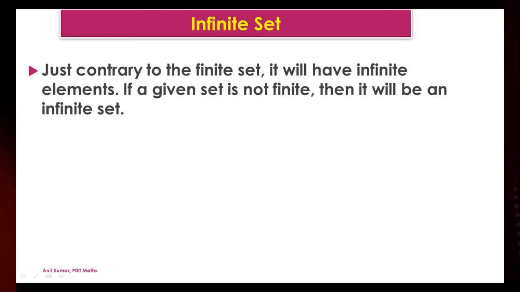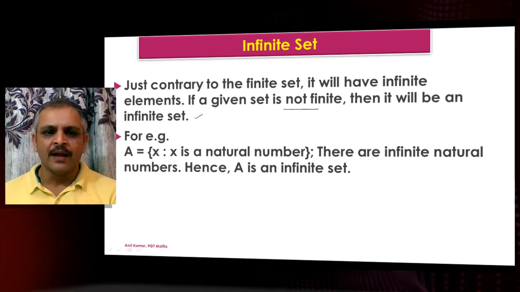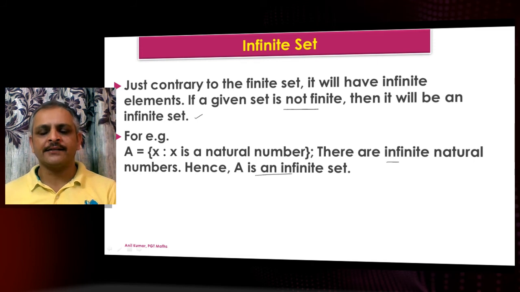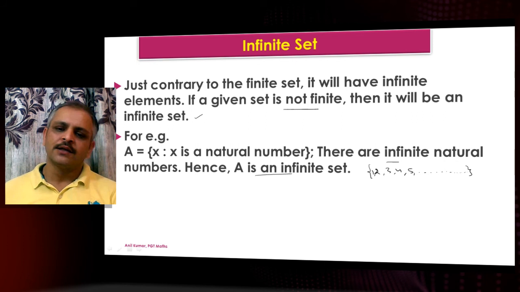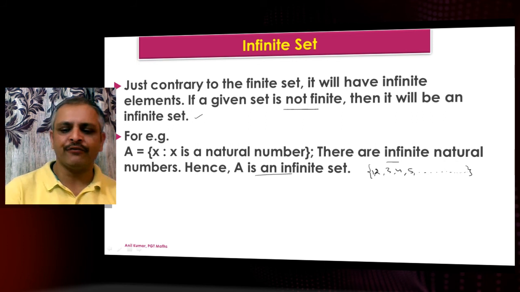Contrary to the finite set, an infinite set will have infinite elements. If a given set is not finite, then it is an infinite set. That means if we cannot write the cardinal number of a set, then it is to be declared an infinite set. Let's see an example. X is a natural number. As you know, there are infinite natural numbers, so A is an infinite set. I can keep on writing the natural numbers 1, 2, 3, 4, 5, because the greatest natural number does not exist. So it's an example of an infinite set.